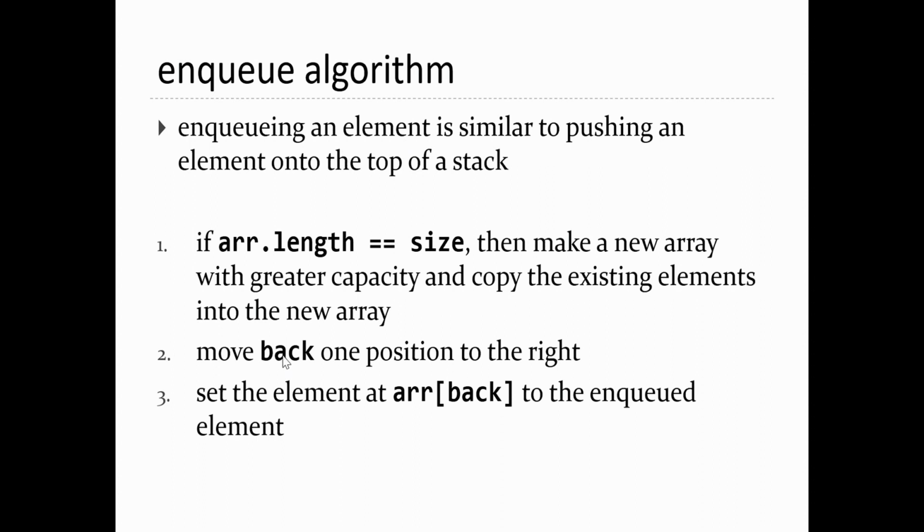Now remember, back is the index of the element that's currently at the back, right? So if I want to add a new element to the queue, then I move back one position to the right, right? And then I set the element at array index back to the enqueued element, right? And then you add one to the size of the queue.